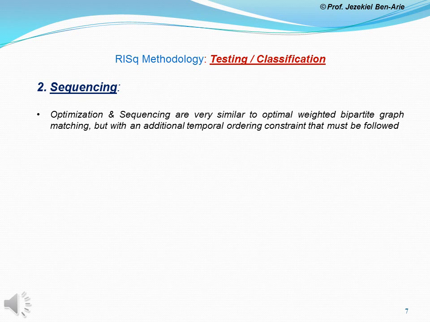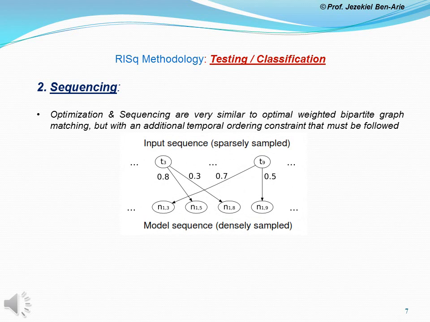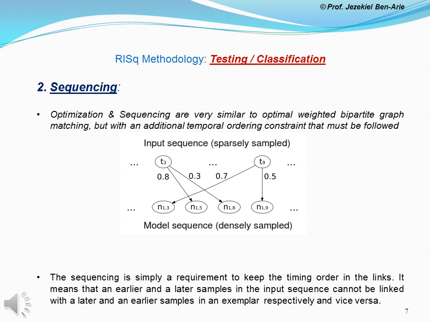Optimization and sequencing are very similar to optimal weighted bipartite graph matching, but with an additional temporal ordering constraint that must be followed. The sequencing is simply a requirement to keep the timing order in the links. It means that an earlier and a later sample in the input sequence cannot be linked with the later and earlier samples in the exemplar, respectively, and vice versa.